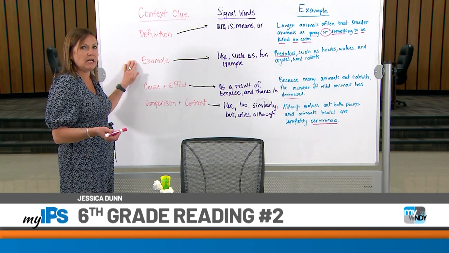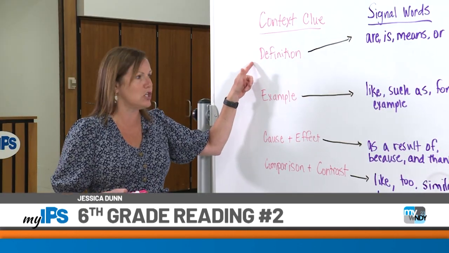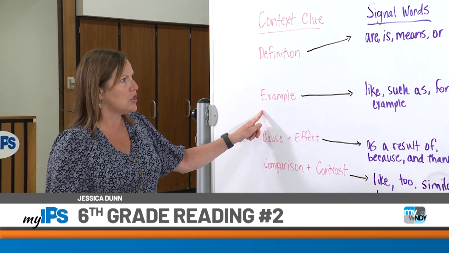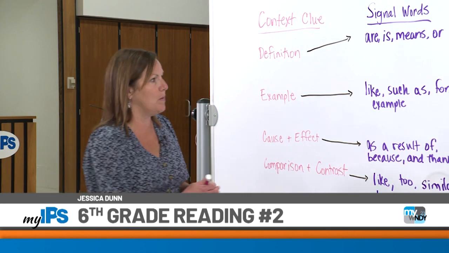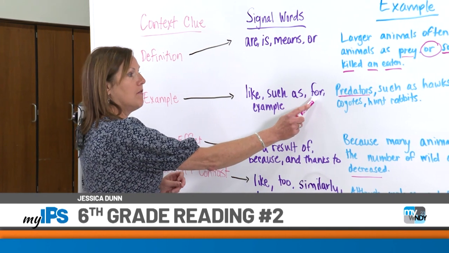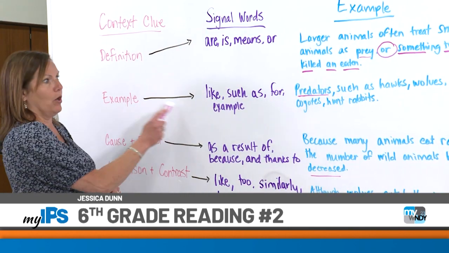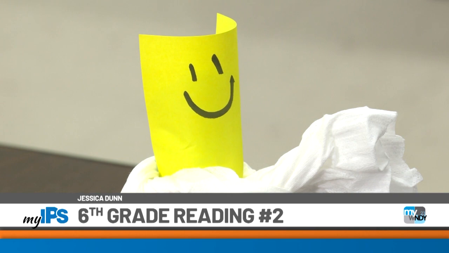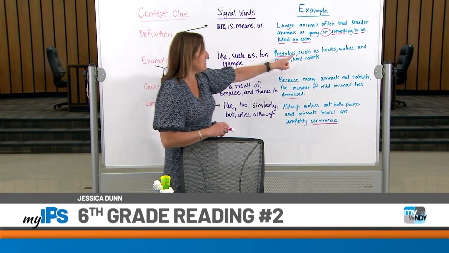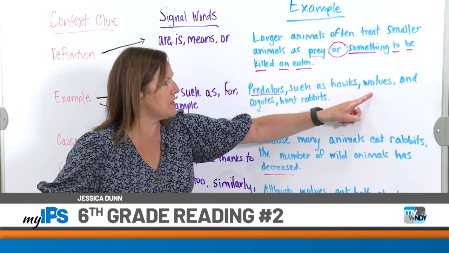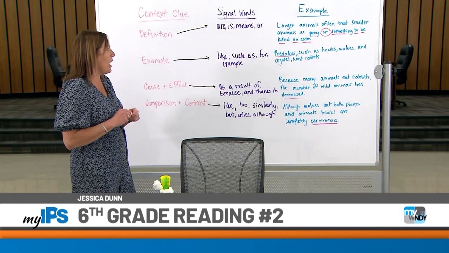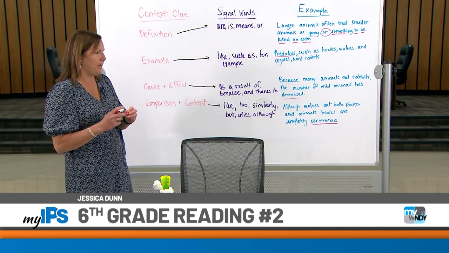Another way that you can find context clues, besides looking for the definition, is by seeing if there's an example in the sentence. And so signal words for examples would be words like such as, for, and the word example. Pretty simple, Jorge, huh? So let's see here. Let's read this example. Predators such as hawks, wolves, and coyotes hunt rabbits. So here they're giving us an example.